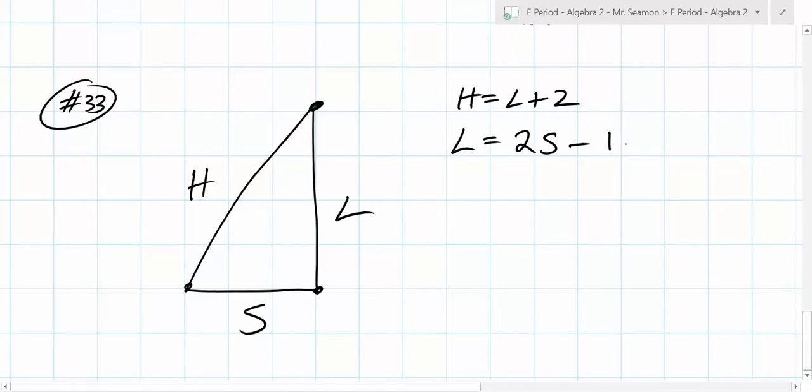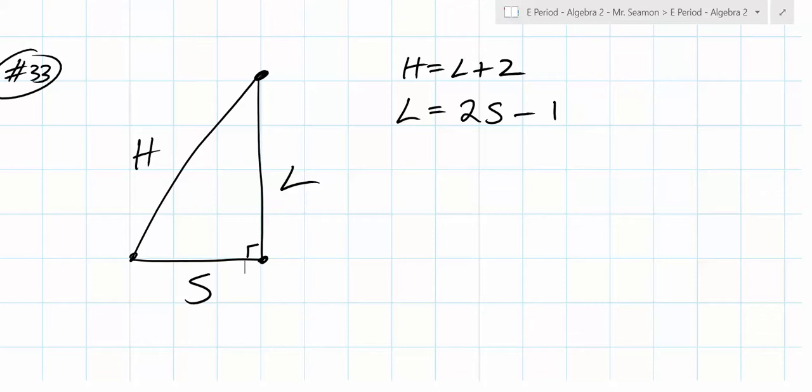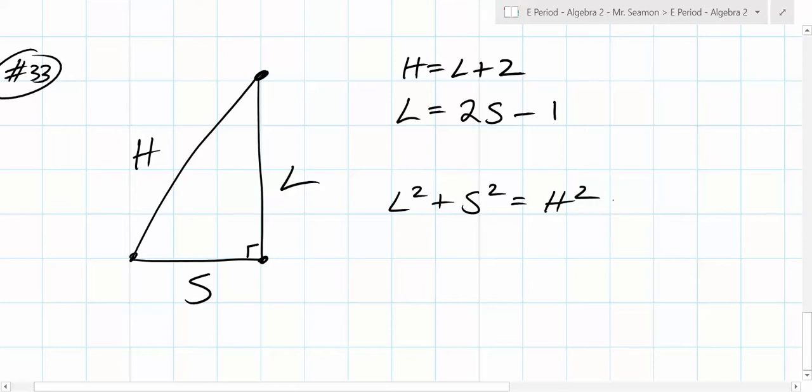Now we want to find how long is each side of the game board. So what type of triangle is this? It's a right triangle. So what do we know is the relationship between these three variables? L squared plus S squared is equal to h squared. But here's the thing. We need to go down to one variable, so we need to do some substitutions. What does h equal? So we know L squared plus S squared is equal to L plus 2 squared.